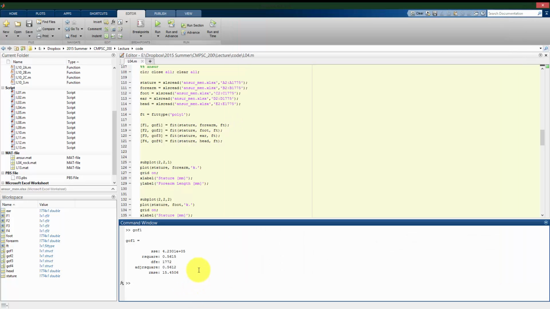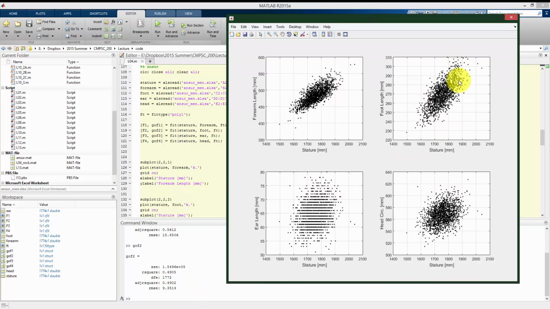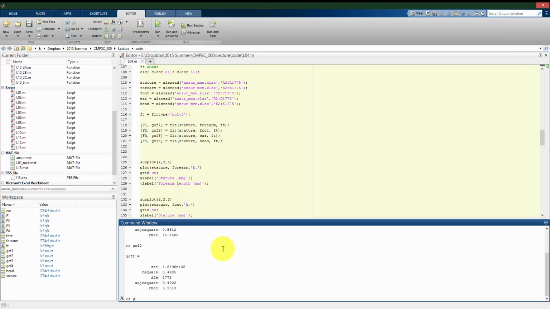Okay. If we look at goodness of fit 2, which was between stature and foot, we see here 49%, about 50%. Also a pretty good r-square value, meaning that there is a fairly linear relationship between someone's stature and foot length, at least according to this data. Now let's, in contrast, look at goodness of fit 3, looking between stature and ear length.